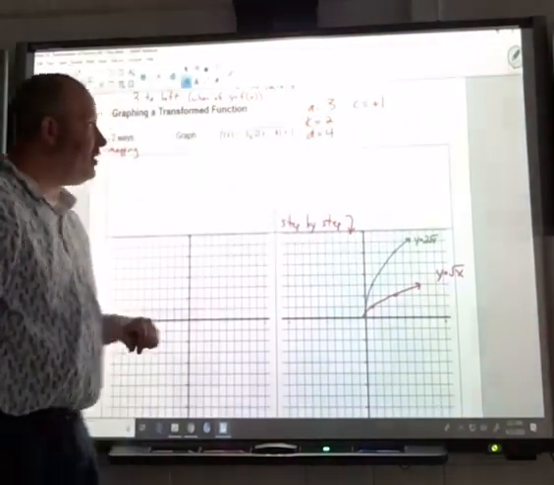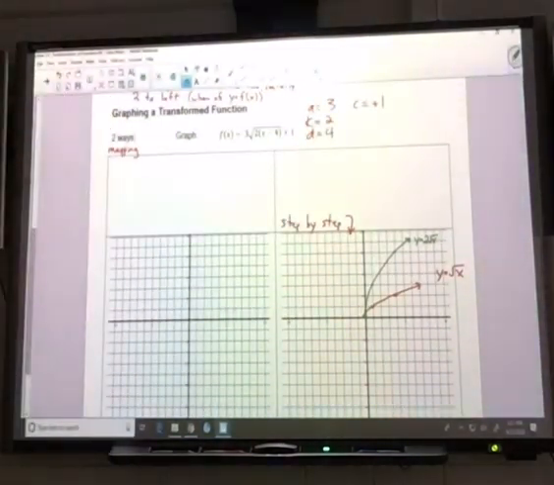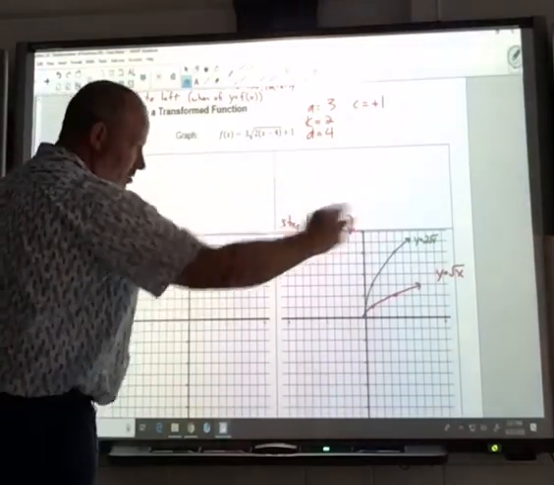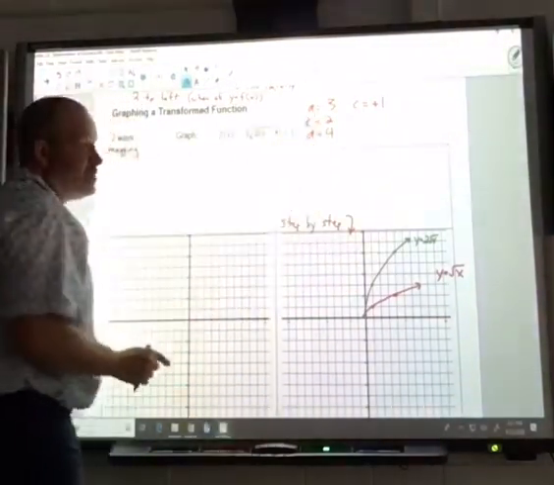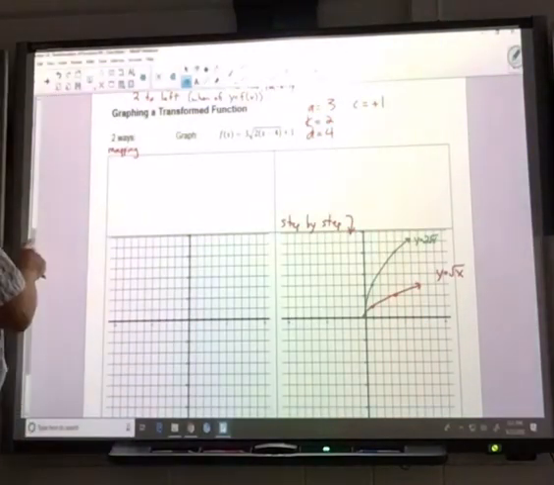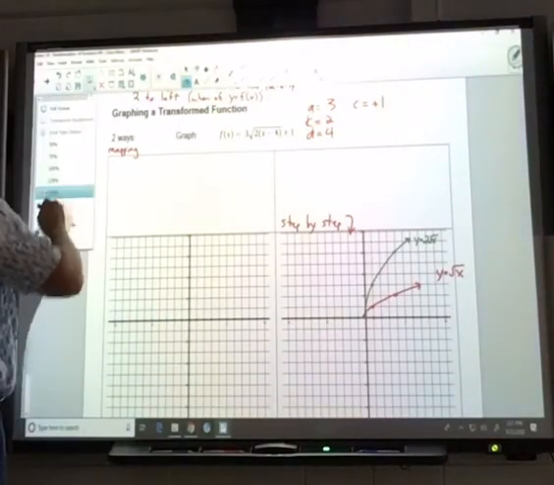Now remember what a K value of 2 does. A K value of 2 takes the x values, it's a horizontal, so it's going to modify x values, it's going to make it fatter or skinnier this way, and it's 1 over K, so it's 1 over 2. So I'm going to half my x values. So that's what I want to do. I want to half my x values.